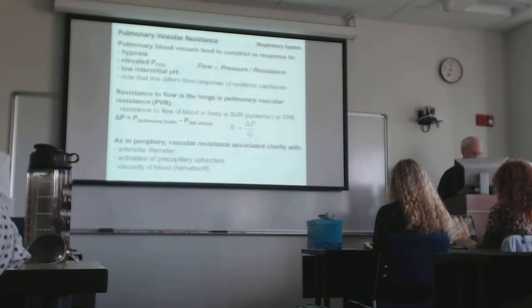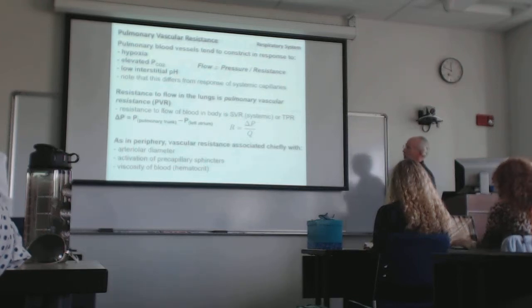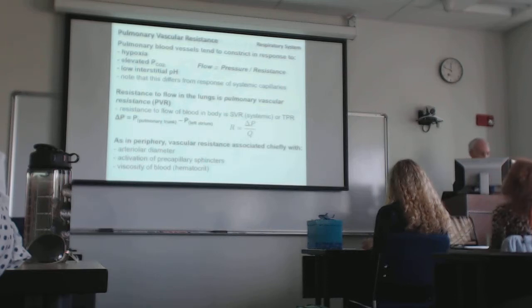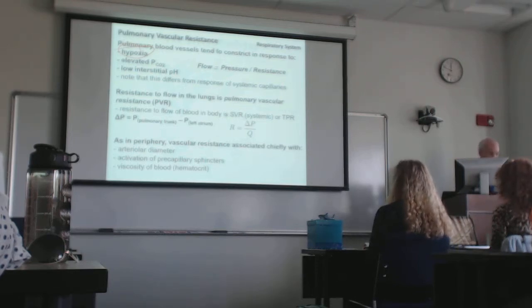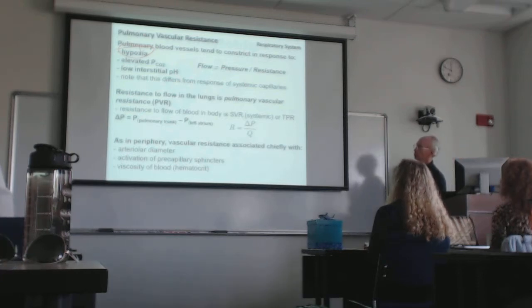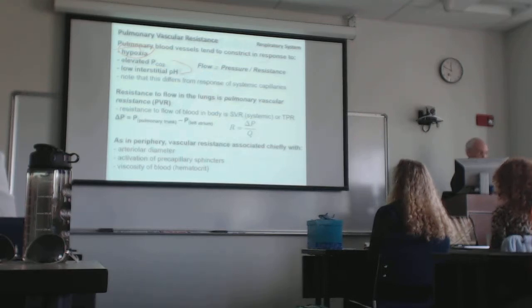Just a few general points to help us transition to a discussion of gas exchange. Pulmonary blood vessels tend to constrict in response to hypoxia; we've already seen that that's hypoxic vasoconstriction. If the blood has a very high concentration of CO2 compared to oxygen, that will also result in compensatory vasoconstriction. And we're going to find that these two are related.